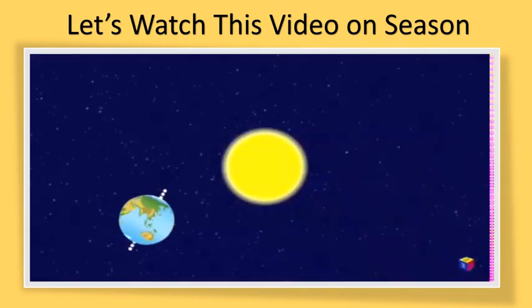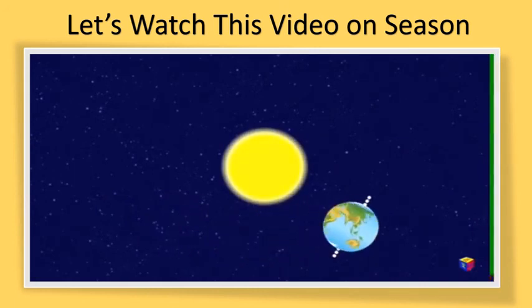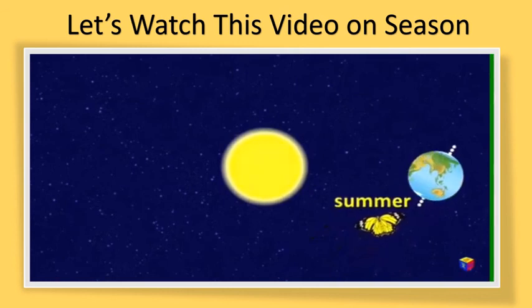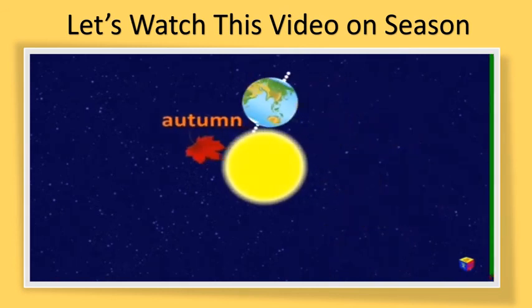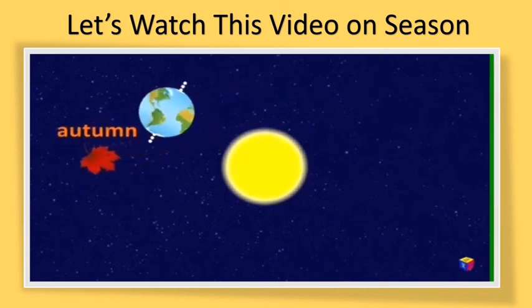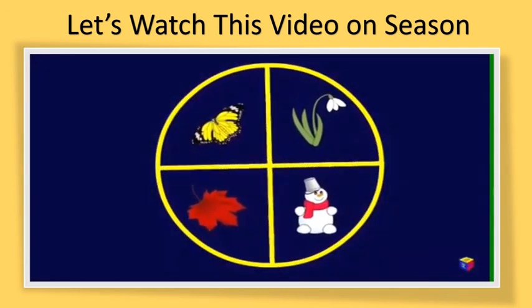The same thing happens in the southern hemisphere. Although when it is wintertime in the northern hemisphere, it is summertime in the southern hemisphere. Now we know why we have 4 seasons on Earth.